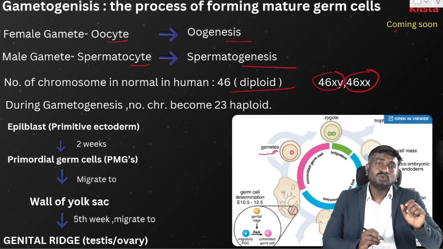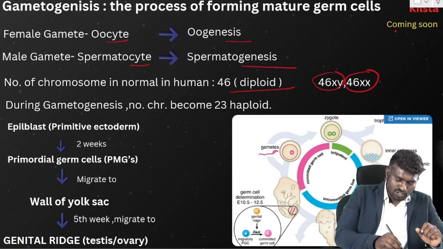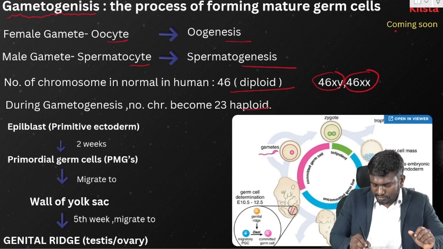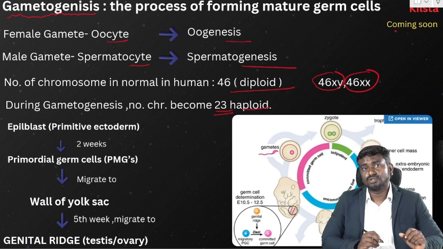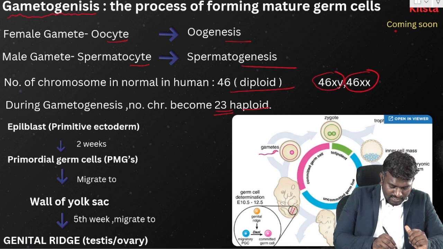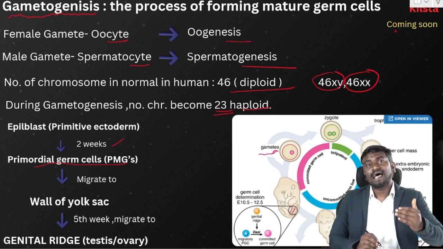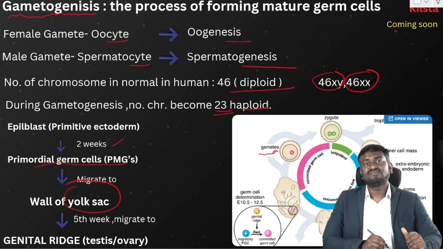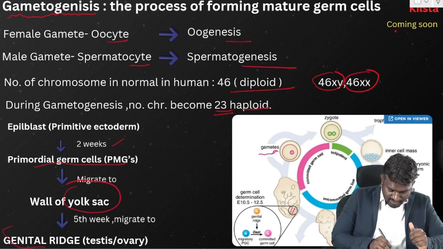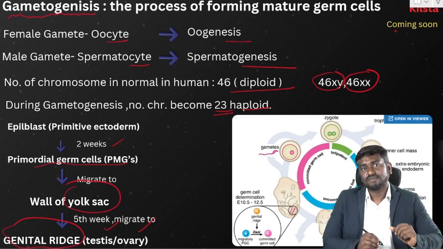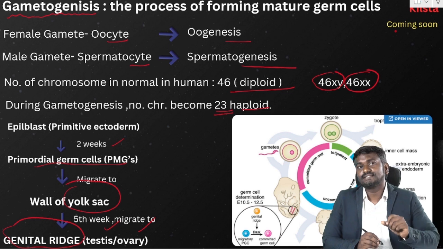During gametogenesis, the number of chromosomes becomes haploid. It becomes 23. Very important to remember. Now, the primitive streak gives rise to the primordial germ cells in 2 weeks, and then they migrate to the wall of the yolk sac. At the 5th week, they go to the genital ridge, forming either testis or ovary. It's very important. Gametogenesis.